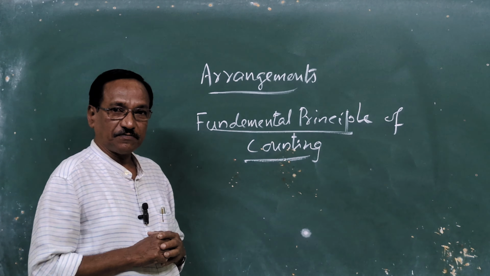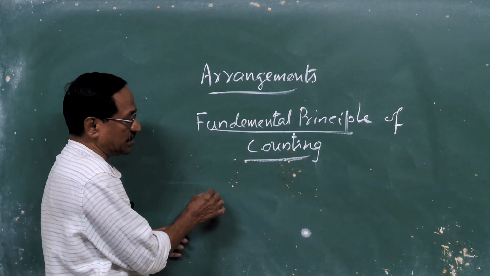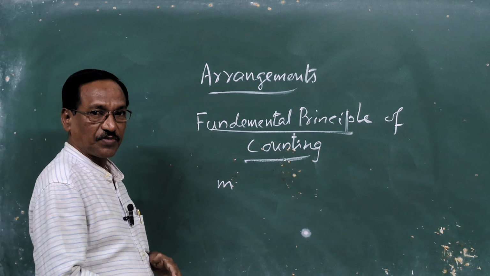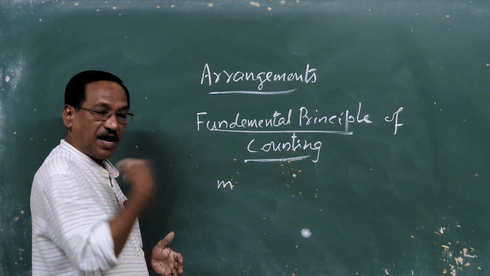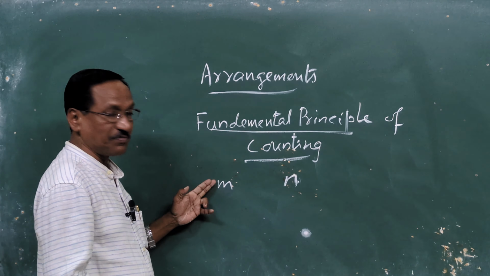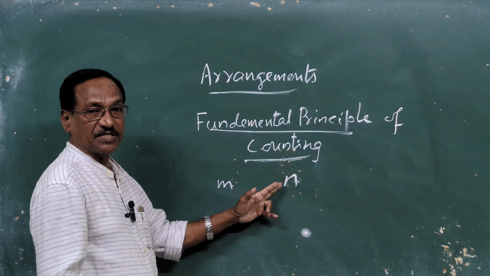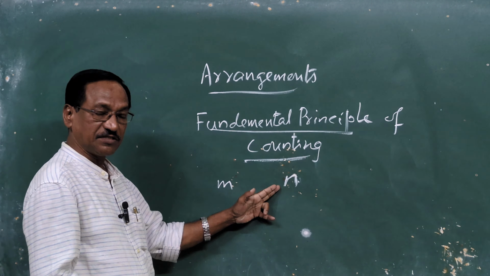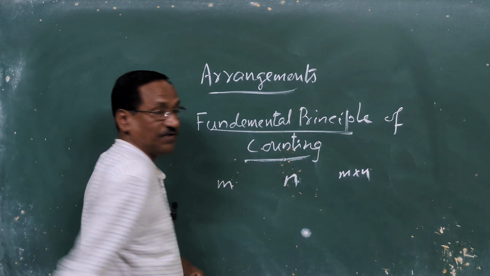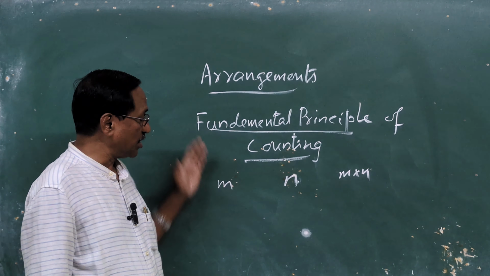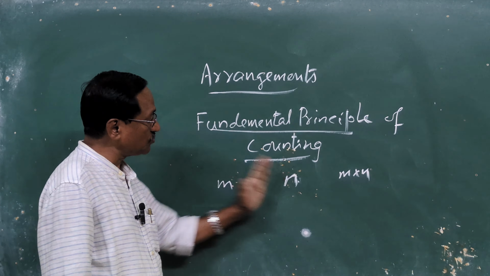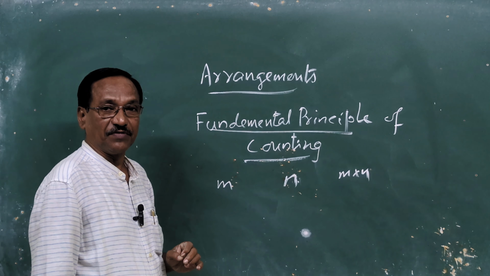The principle is, if a particular thing can be done in m different ways, and after that another thing can be done in n different ways, then these two together can be done in m into n different ways. If one thing can be done in m different ways and another thing can be done in n different ways, then these two together can be done in m into n different ways.